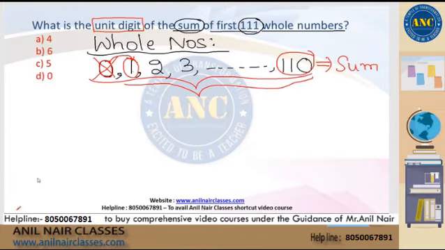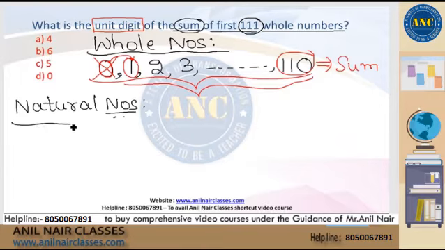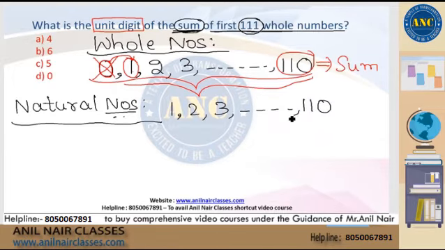Any number sequence starting with 1 is termed as natural numbers, right? And it is ending with 110. That means instead of finding the sum of the first 111 whole numbers, I can also say that I need to find the sum of the first 110 natural numbers. Both are absolutely the same. The sum of the first 111 whole numbers is equal to the sum of the first 110 natural numbers, and we already know how to find the sum of the first n natural numbers.